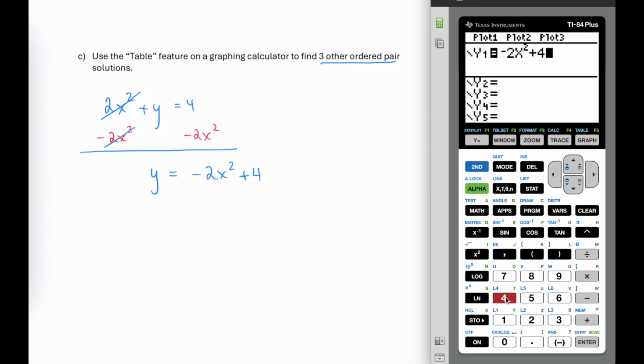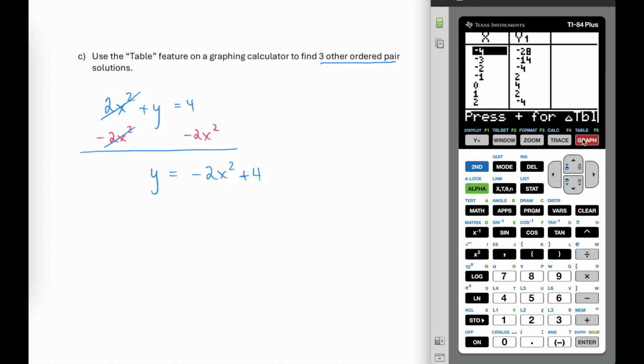Now, in order to use the table feature, notice that table is in blue above the graph button up here. So in order to access it, we have to hit this second button, which gives us the arrow in our cursor indicating that all the blue functions in the calculator are activated, so that when I hit graph, I'm actually selecting that table feature. The default setting is that it's going to be pre-filled here, and we can just scroll up and down through this list to get as many ordered pair solutions to the equation as we want.